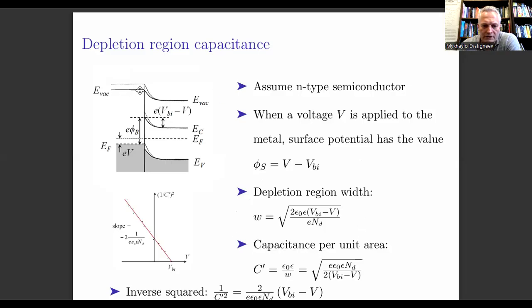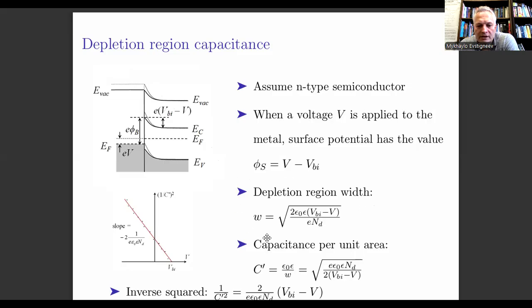When you apply a voltage, the value of the surface potential changes from the built-in voltage value to the difference between the applied voltage and the value of the built-in voltage. So for N-type semiconductor, the value of the surface potential is negative. At zero applied bias, it is negative built-in voltage. But if you apply a voltage, then the value of the surface potential becomes the external voltage that you apply to the metal minus the built-in voltage.